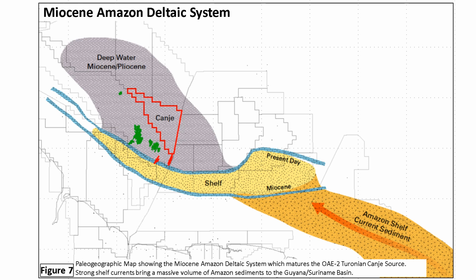The Amazon sediments are swept along the shelf by strong equatorial currents up into the Guyana Basin and develop a significant progradational wedge in the area labeled shelf here, and a significant amount of deeper water clastics out in the basin. There's a significant mass transport complex associated with it, and just a tremendous amount of sediment out in the Guyana Basin moving along the shelf from the Amazon.